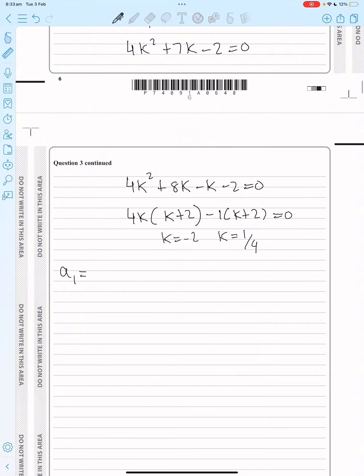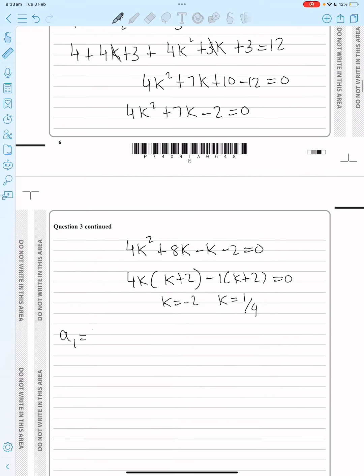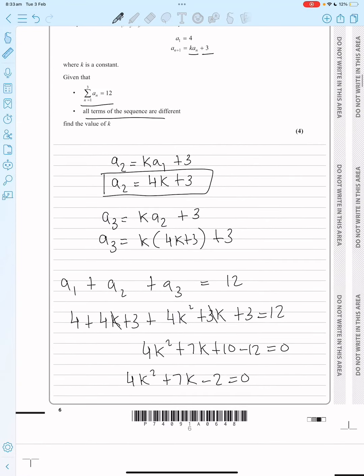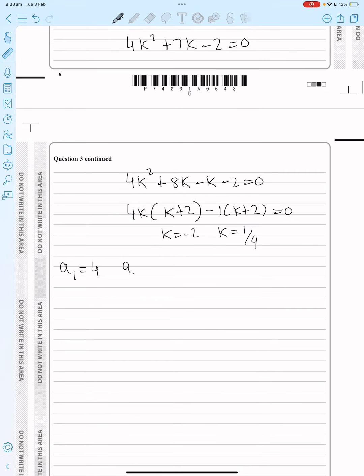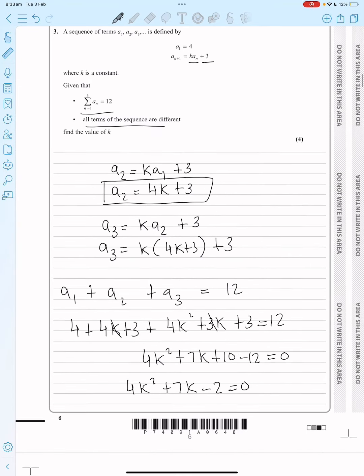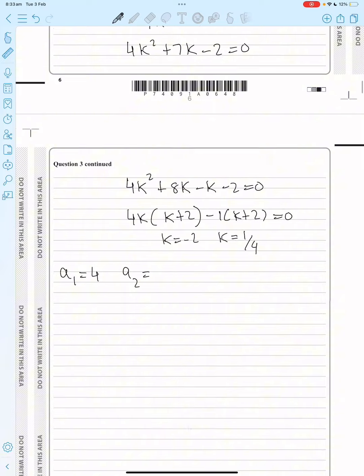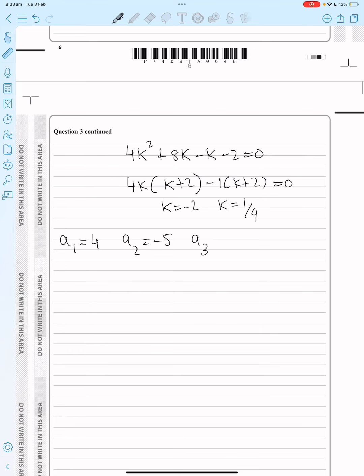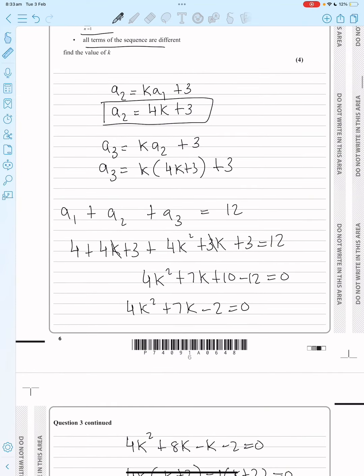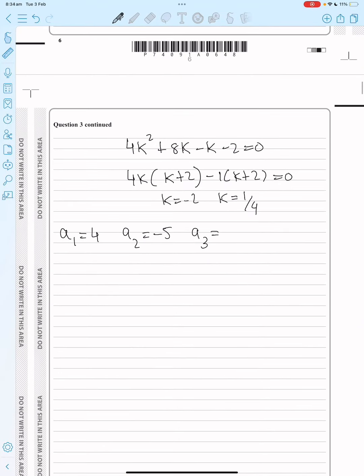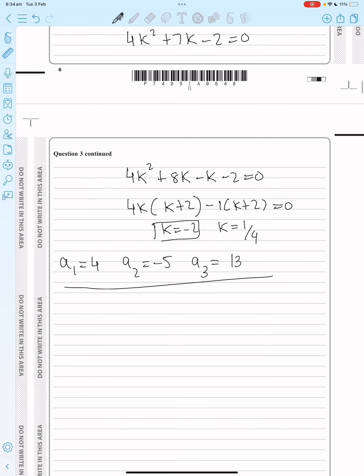Now let's test. First I'm going to test where k is minus 2. So a1 is 4. If a1 is 4, a2 is 4k plus 3, so that would be minus 8 plus 3, which would be minus 5. And then a3 would be minus 2 times minus 5 plus 3. So that would become 10 plus 3, which is 13. So therefore, when k is minus 2, it produces 3 distinct values of a.